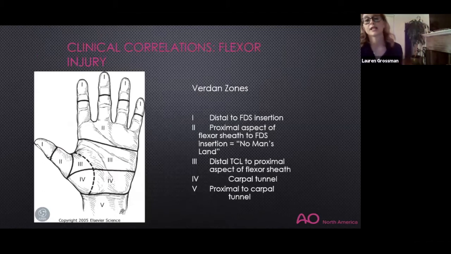As we had Verdun zones on the dorsal aspect of the hand for the extensor tendons, we also have them for the flexor tendons. Again, the importance of these zones is to understand how to treat a patient who has a flexor tendon injury. Again, how you treat them, how you operate on them, what type of repair you do, what your rehab is, what their expected outcome and function is afterwards, what else may be there besides a flexor tendon that may be injured as well.